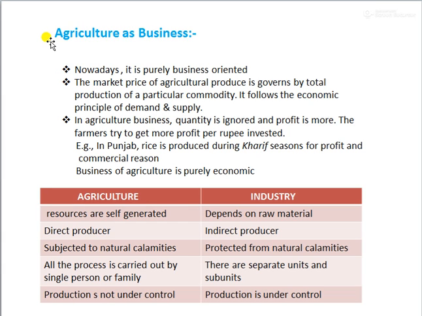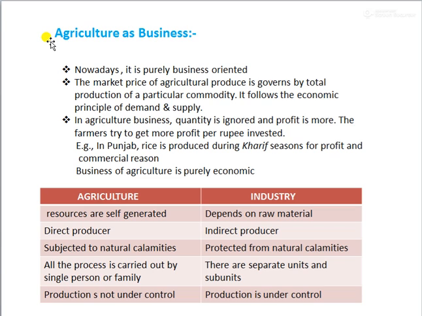Then the third aspect is agriculture as a business. Nowadays, farming is purely business oriented. The market price of agriculture produce is governed by total production of a particular commodity. It follows the economic principle of demand and supply. In agriculture business, quantity is ignored and profit is more. The farmers try to get more profit per rupee invested. Example, in Punjab, rice is produced during Kharif season for profit and commercial reason. Business of agriculture is purely economic.